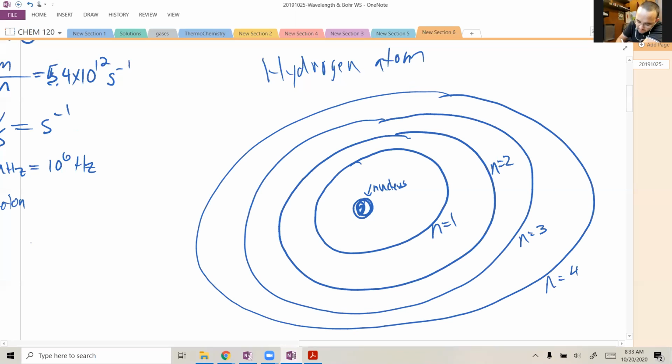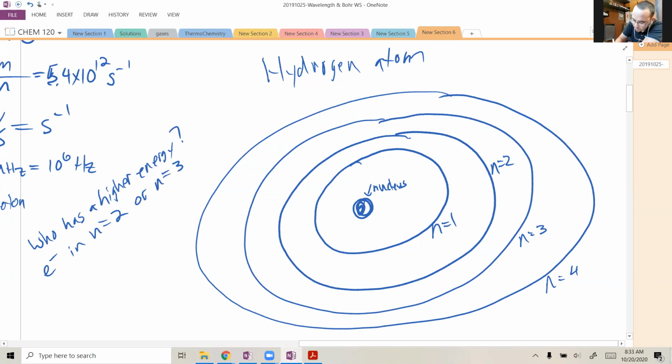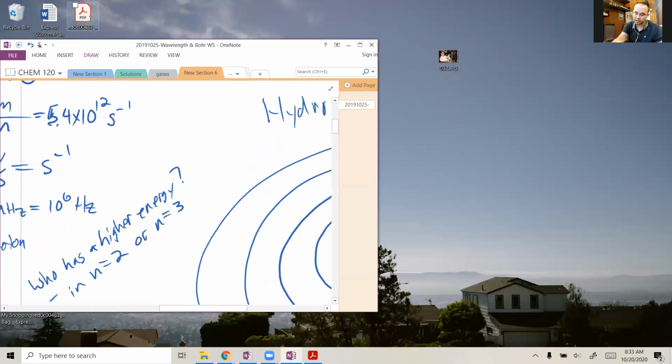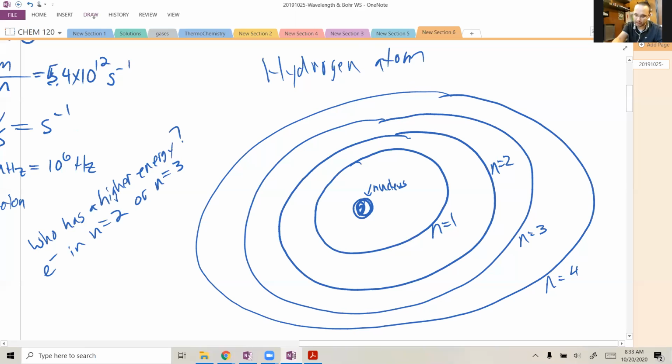Now, who has a higher energy? An electron in n equals 2 or n equals 3? What do you guys think? Who has a higher energy, an electron in n equals 2 or an electron in n equals 3?